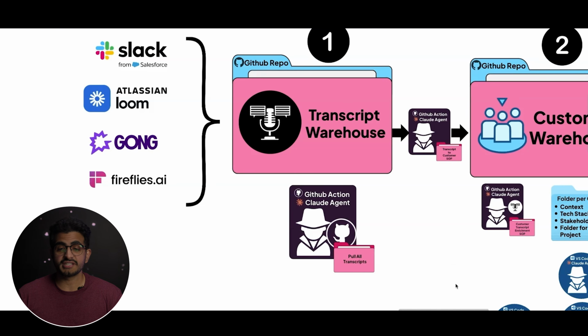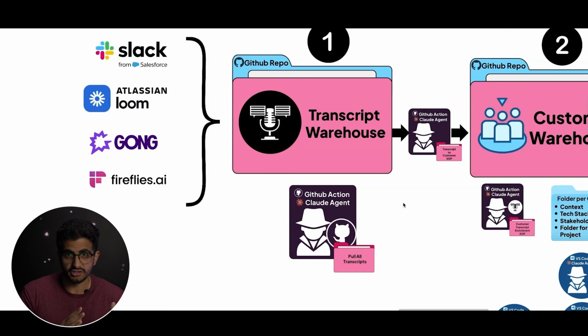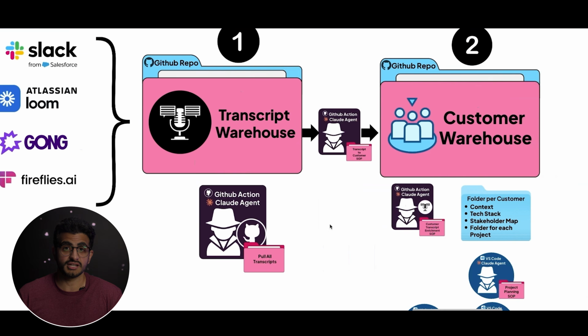And so we have 2 agents that are watching this transcript folder. And what it's doing is that every single transcript that lands inside of that folder, this agent is reading it. And then it goes ahead and annotates that transcript based off of what happened on the call. And then it's routing that to the right customer folder that is inside of the customer warehouse.